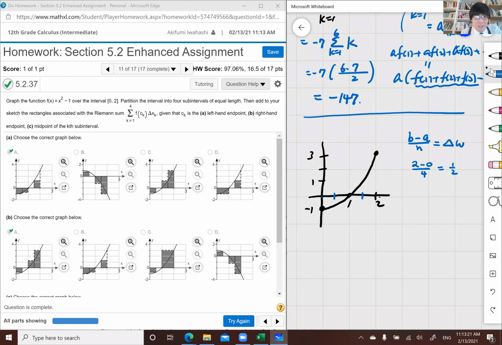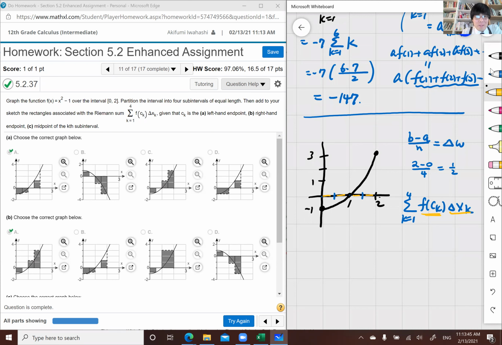Now you sketch the rectangles associated with the Riemann sum, the sum for k from 1 through 4 of f of ck delta xk. So delta xk is basically the horizontal length of each rectangle, and this is the height.